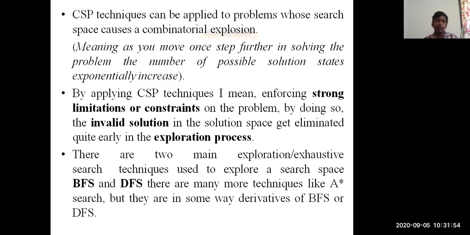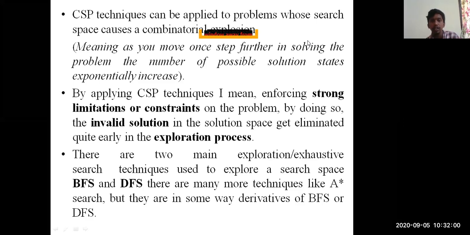So by applying these CSP techniques, you'll be having some limitations, like sometimes you'll be having some invalid solutions. Suppose, as I said in the Sudoku problem, if you are trying to give the same element which is already available, it will not lead to a proper solution.